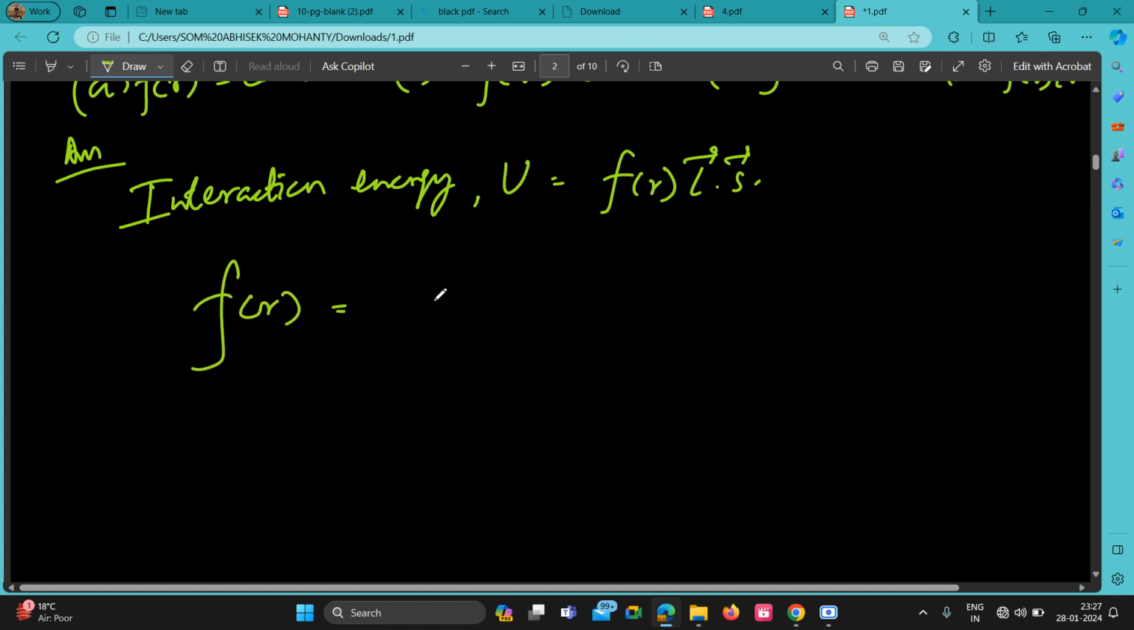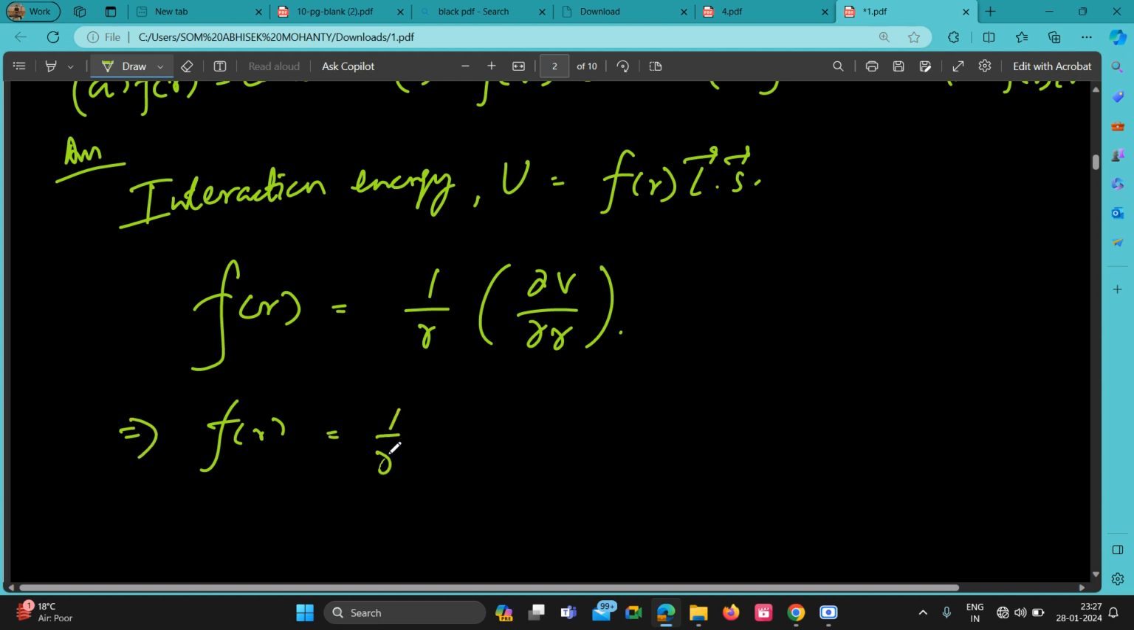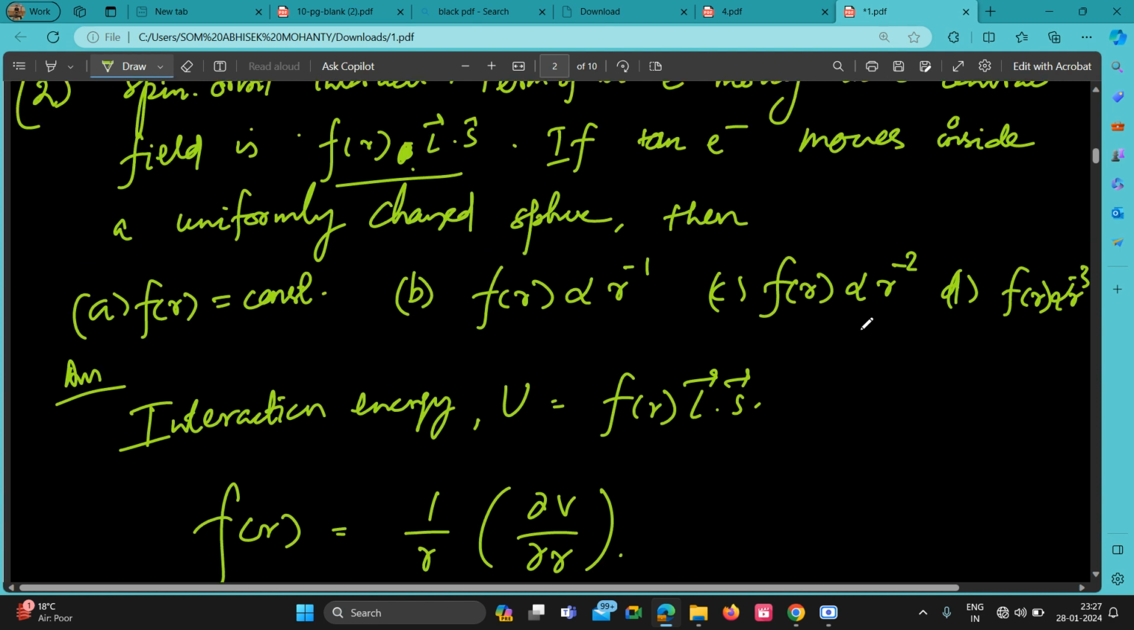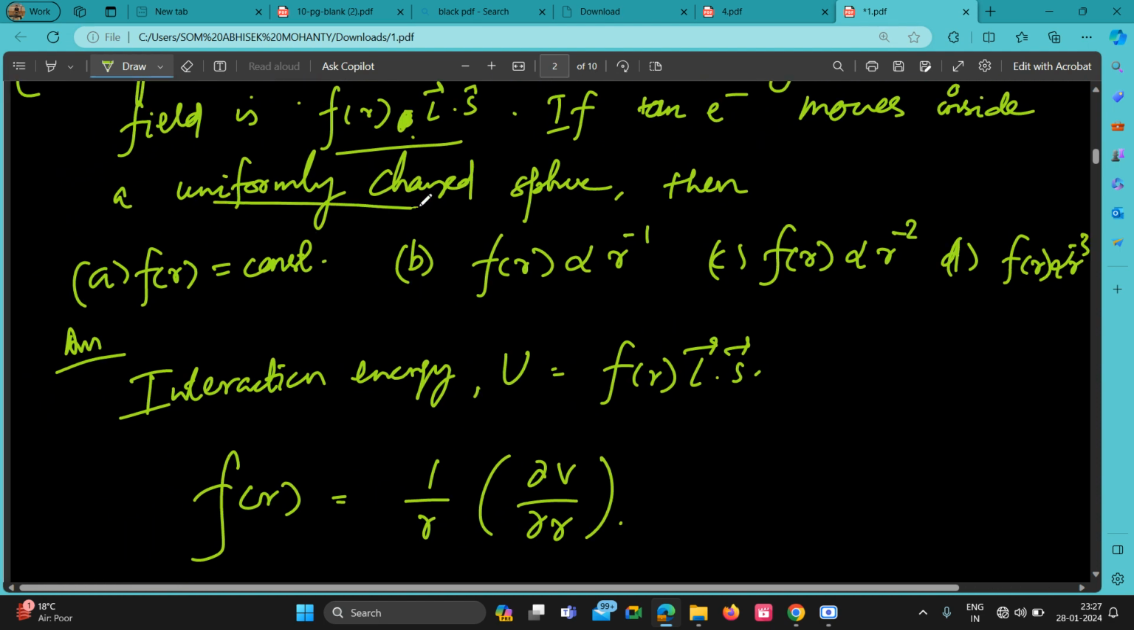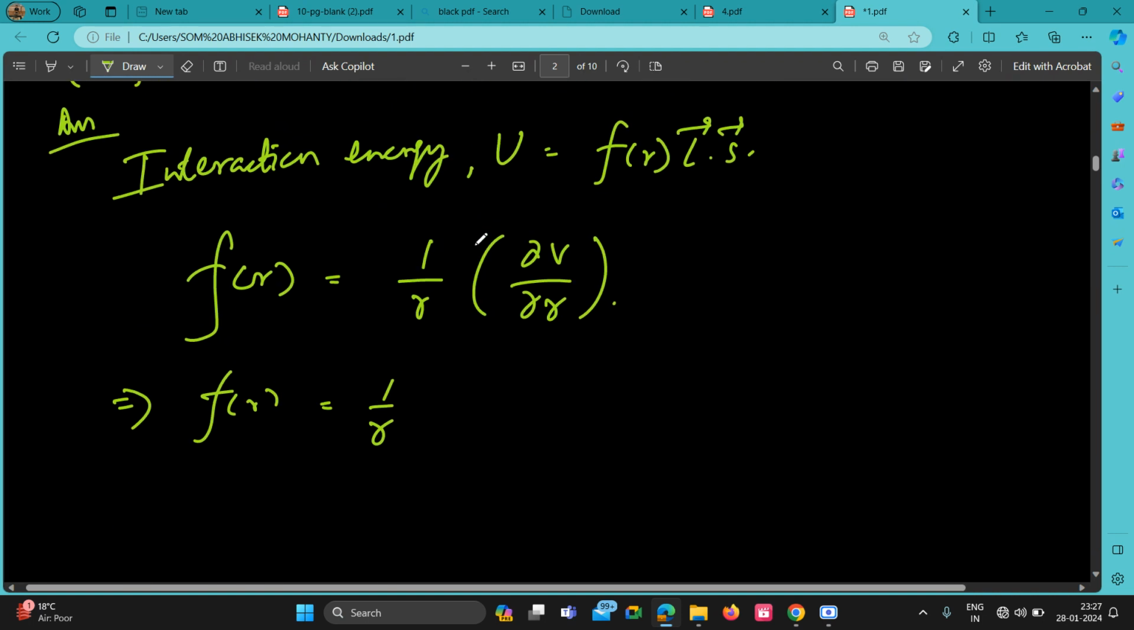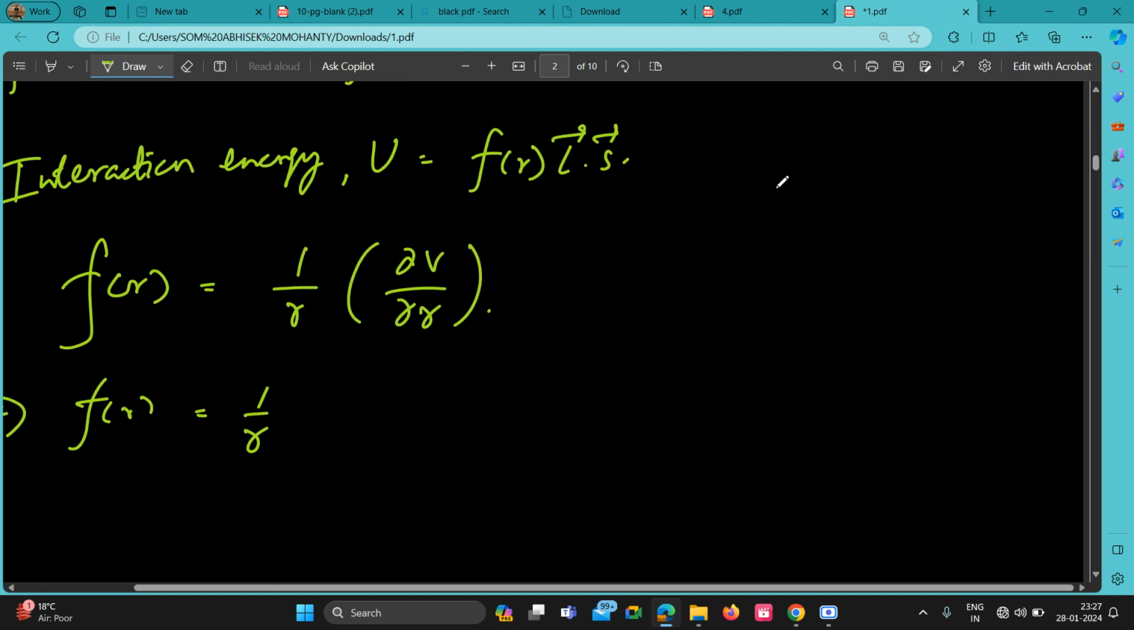Fr is how much actually? Fr is 1 by R del V by del R. So Fr is equal to 1 by R del V by del R. Okay, what is V? V is the potential, this is what is in the question: if the electron moves inside a uniformly charged sphere. So if we can calculate the potential, okay, what is the potential?